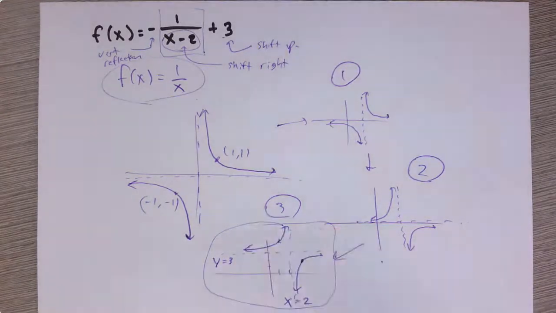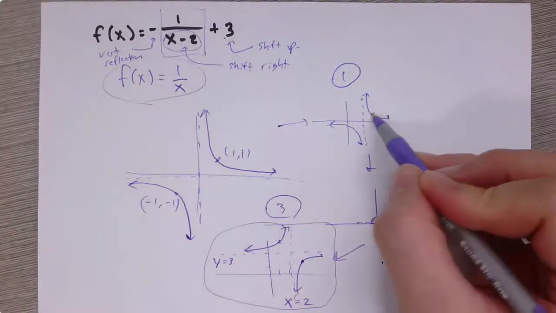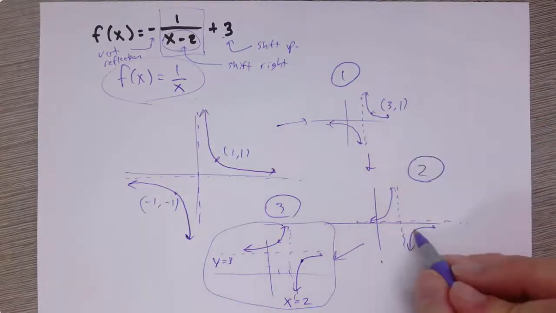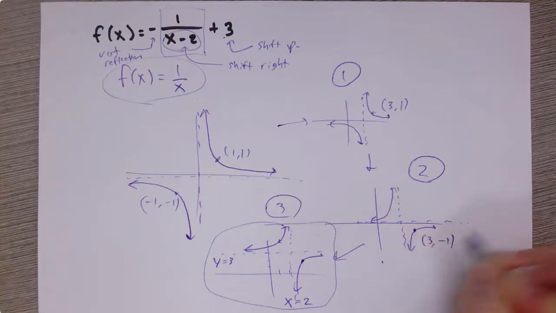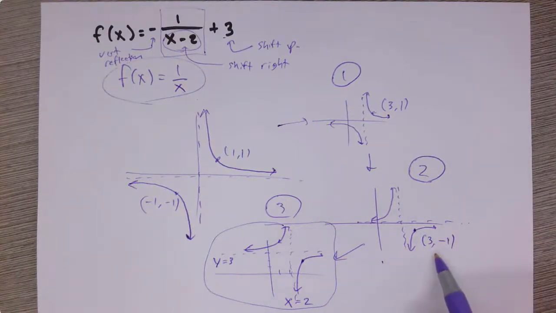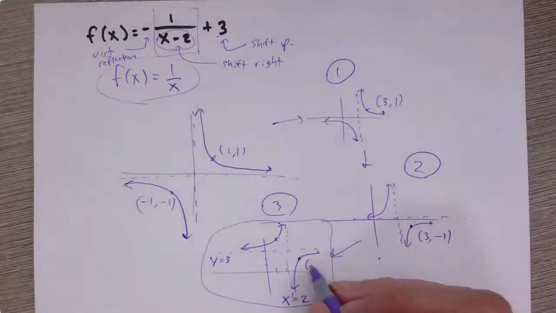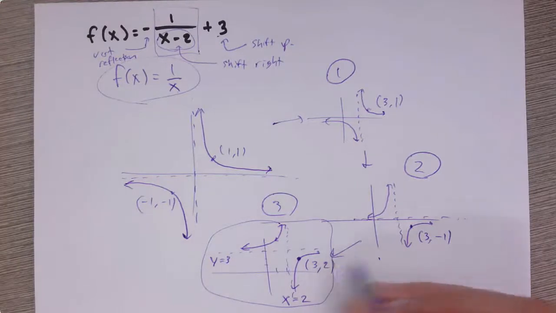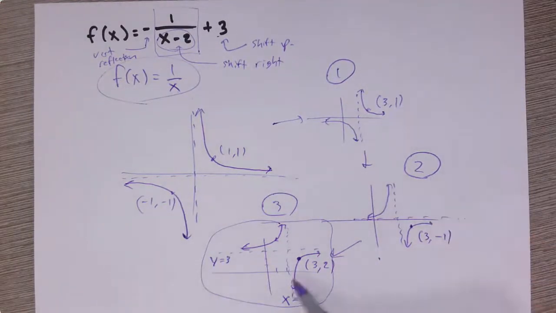What happened to these points? So the 1, 1 got shifted right by 2, so it became 3, 1. Then it got reflected over the x-axis, so it became 3, -1. And then we shifted it up by 3. So if it was at 3, -1, and I shift it up by 3, now it's at 3, 2. So again, you can think about the coordinates and how are they moving with each of your transformations.